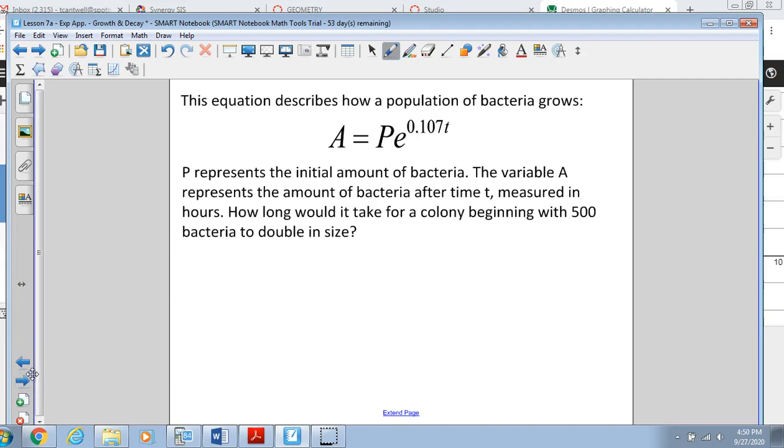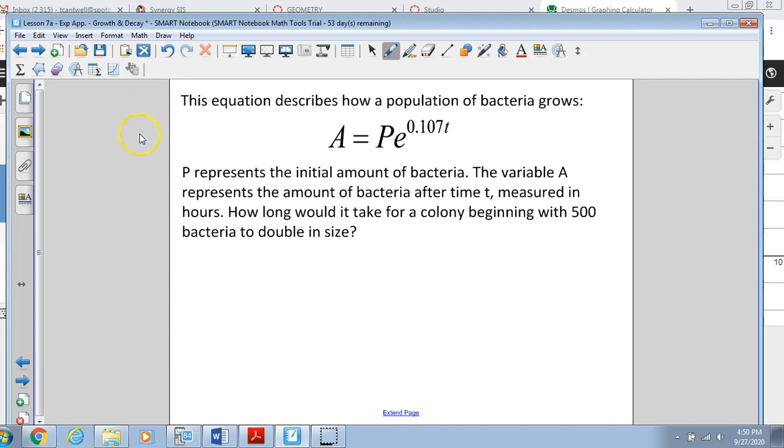This equation describes how a population of bacteria grows. A equals P e to the 0.107 t. P represents the initial amount of bacteria. The variable A represents the amount of bacteria after time t measured in hours. How long would it take for a colony beginning with 500 bacteria to double in size?